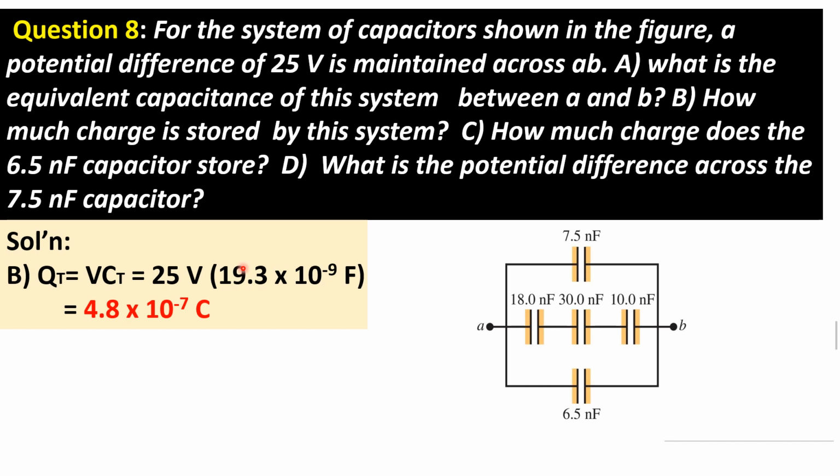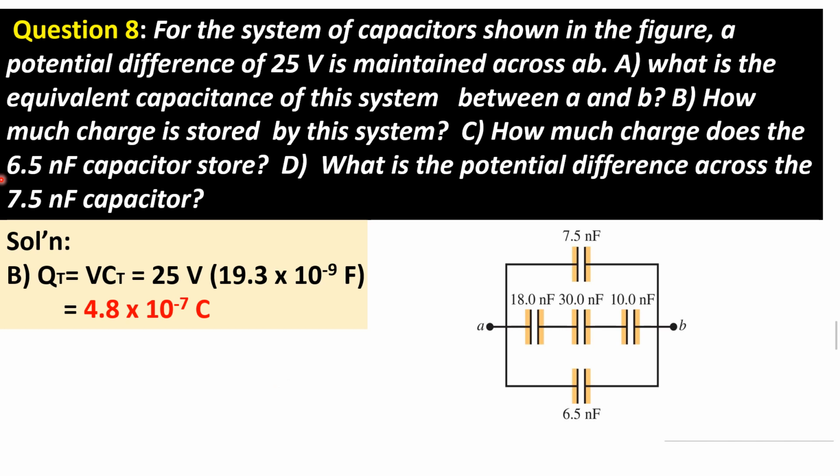When combining with volts, the nanofarad has been converted to farad, and 1 nanofarad is equal to 10 to the negative 9 farad. Multiplying by 25 gives us 4.8 times 10 to the negative 7. The unit is coulomb, because when you multiply volt times farad, the result is a unit of charge, which is coulomb. So that is the answer to question letter B.